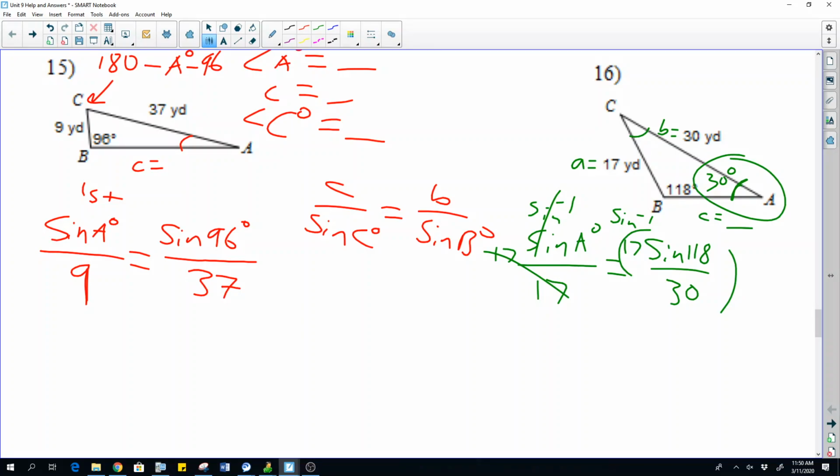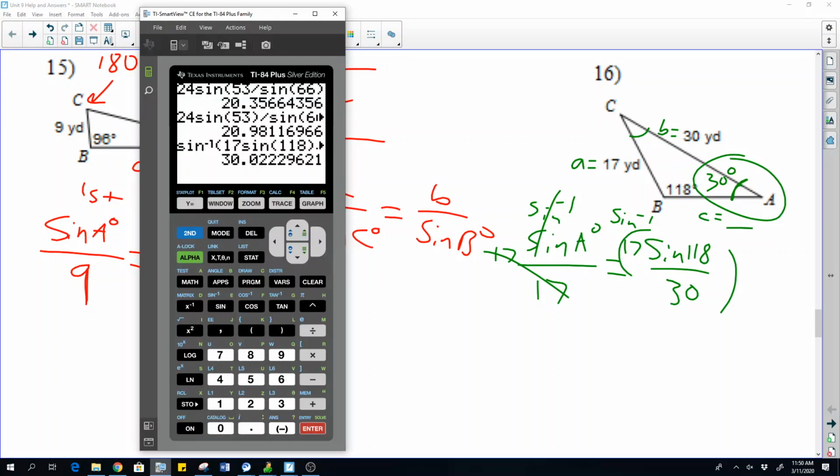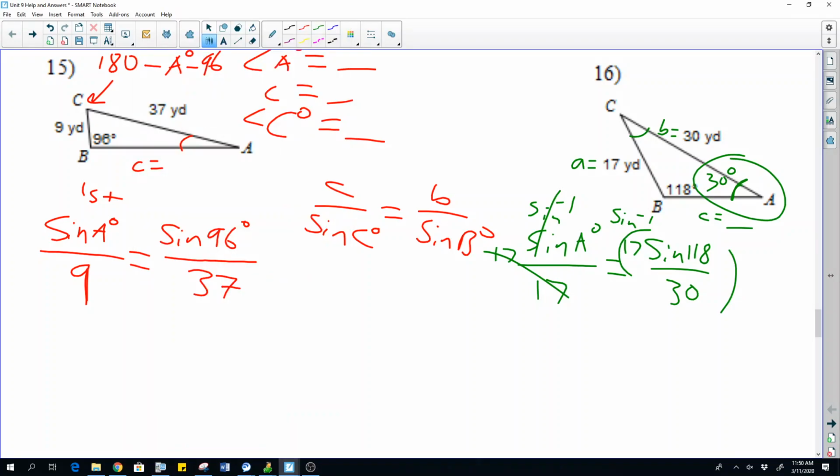Then we could easily do 180 minus those two. So 180 minus 30, good. And so also minus the 118. And that's going to give us angle C. So use 180 minus the two angles to find the other missing angle. So now C is 32 degrees. Nice. So now we have two answers to this problem. Remember, you have to solve all the angles and all the sides.